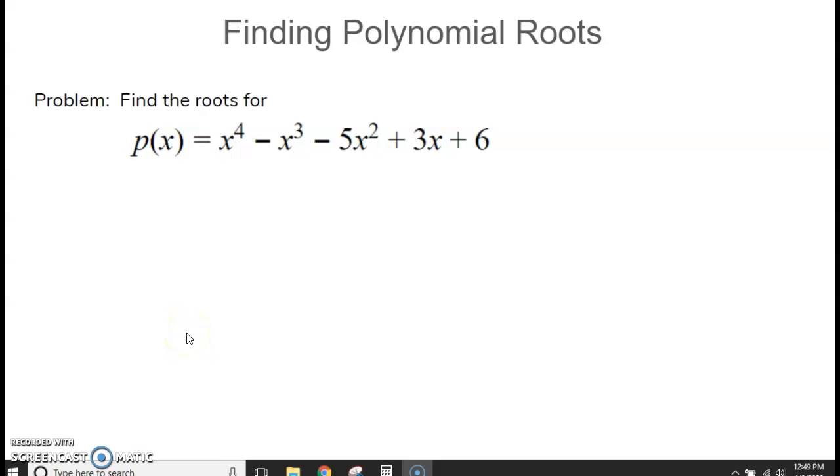Hello, today we're going to find polynomial roots using everything we've learned so far from chapter 8. So here's our problem for today. P of x equals x to the fourth minus x cubed minus 5x squared plus 3x plus 6.